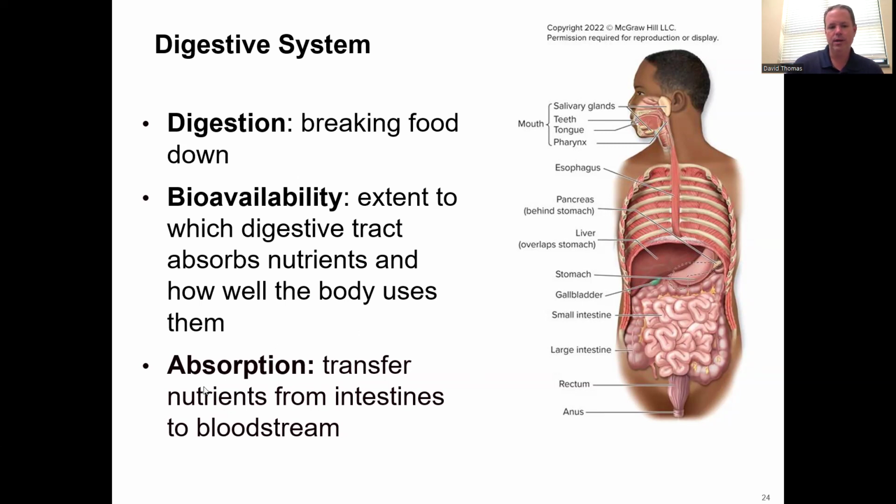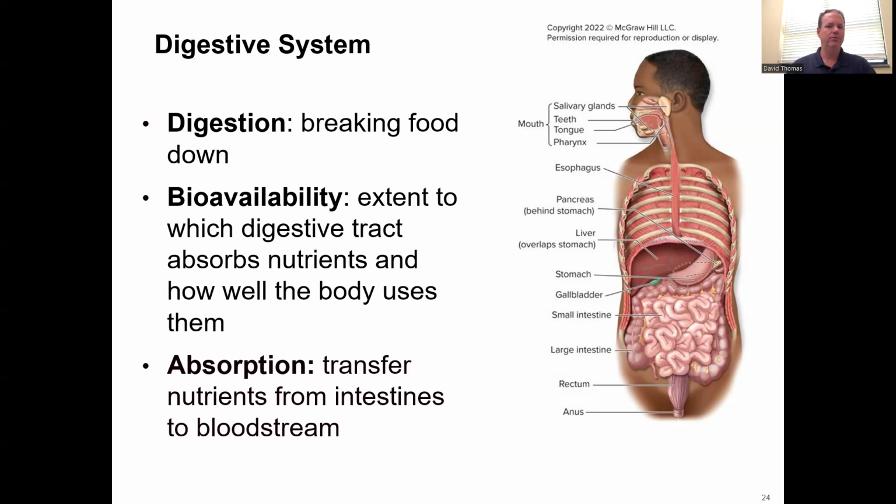And then the absorption down at the bottom is once you've gone through the digestion part, you've got to get those nutrients in those small units, like the amino acids or the simple sugars or the small fats or fatty acids, absorbed into the bloodstream. And that's going to be taking place in the intestine. So we're going to be looking at digestion and absorption throughout.